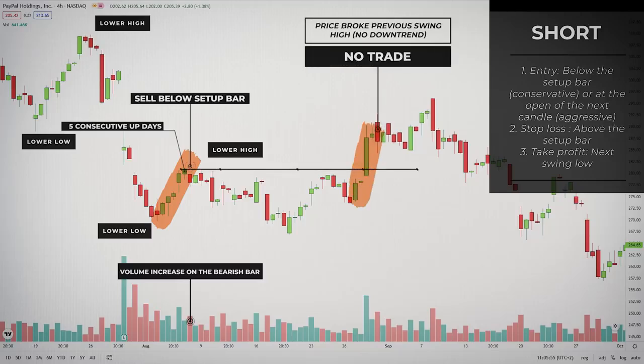And look right here, consecutive up days. But this was no longer a valid setup. Remember the market structure condition. The price broke this swing high, so this was no longer a valid downtrend.